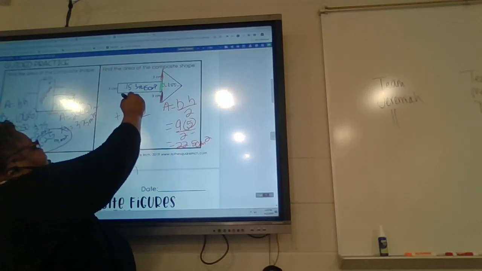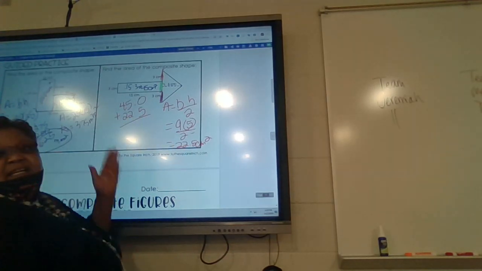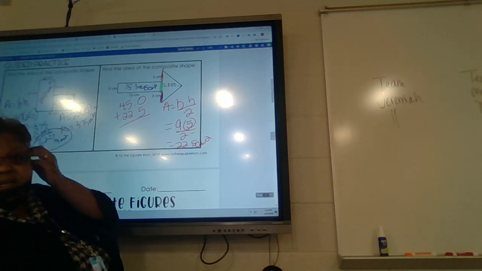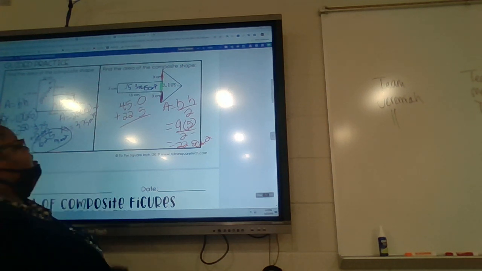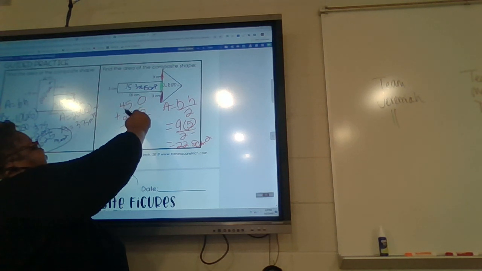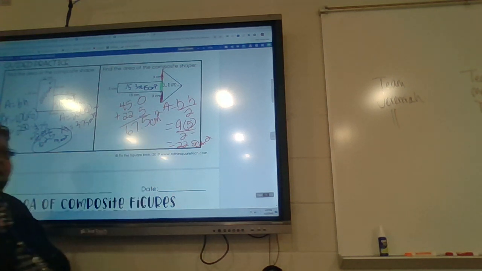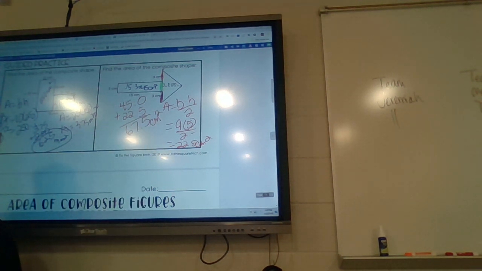Remember that? Put my 0 out there. We're bringing in decimals. Yes. So we're going to bring in our decimals that we learned earlier. 5, 5, 6, 7, 4, 5, 6. So 67.5 centimeters squared.